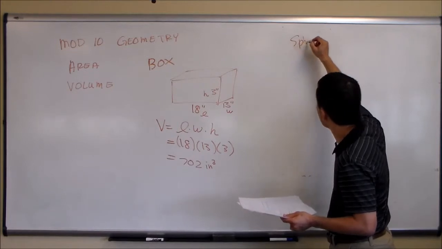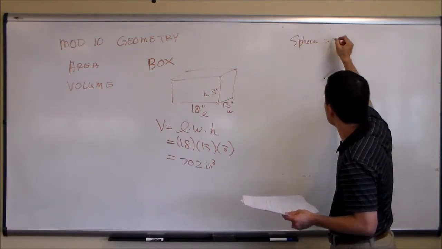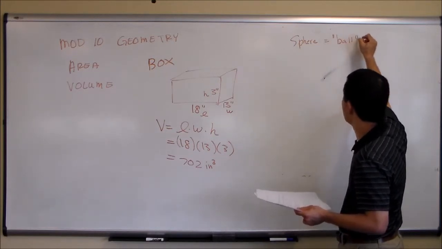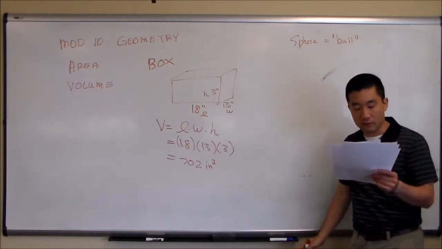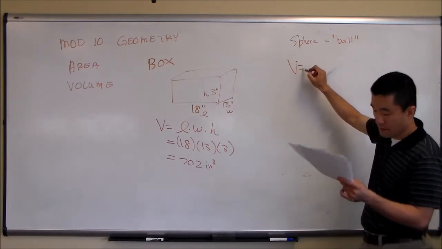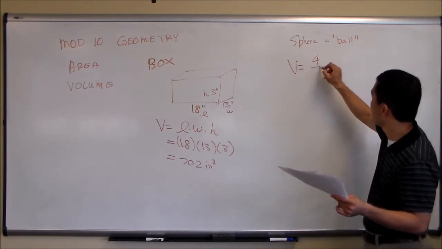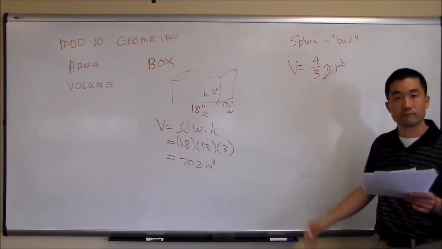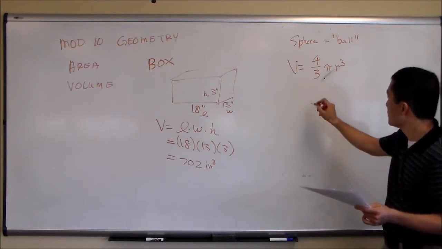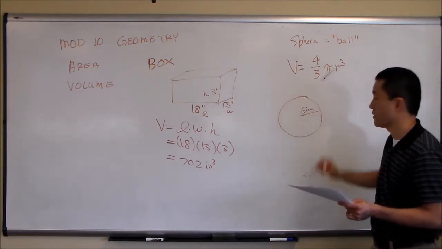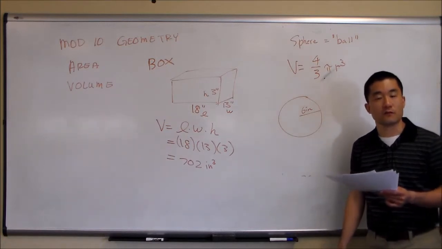Sphere, or the same thing as the ball, that's the name for ball, has a unique formula. For the volume, it is 4/3 pi r cubed. Okay. So let's say you have a sphere, and the radius is 6 inches, and I need you to find the volume.